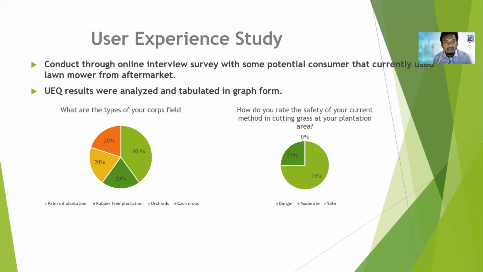First, what is the type of plantation? We asked the consumers what type of plantation they have. 40% of our potential customers are from palm oil plantations. And the second question is how do you rate the safety of the current method in your plantation area? 75% decided that the current method is a dangerous method.